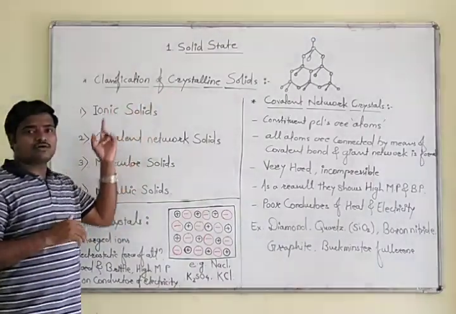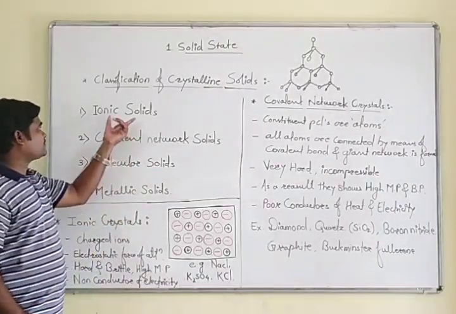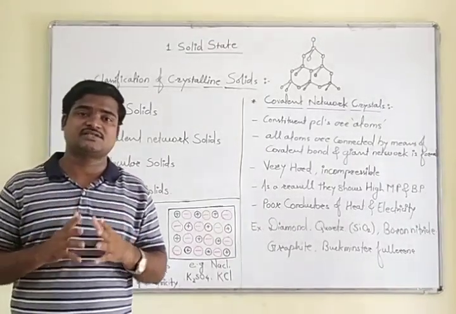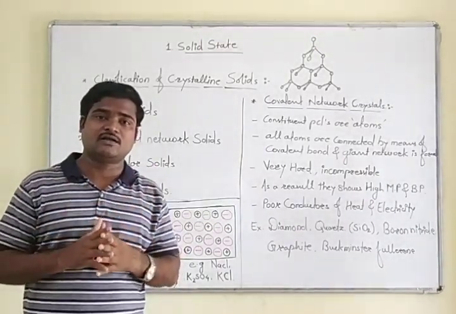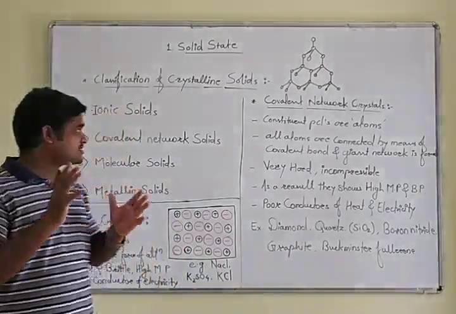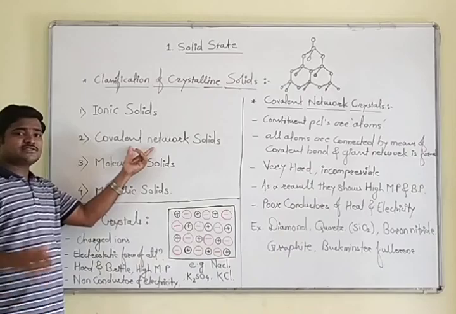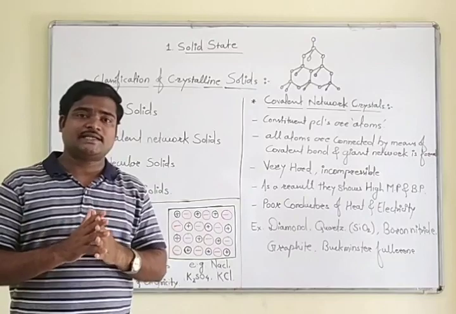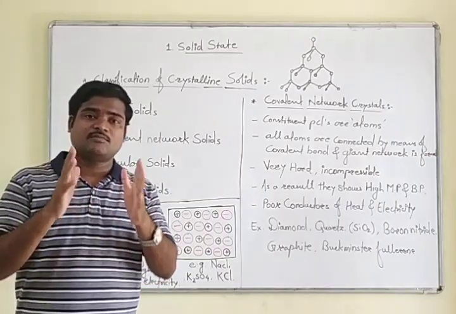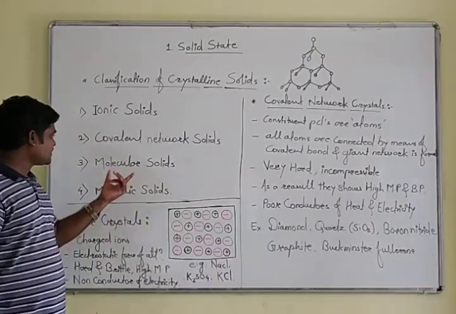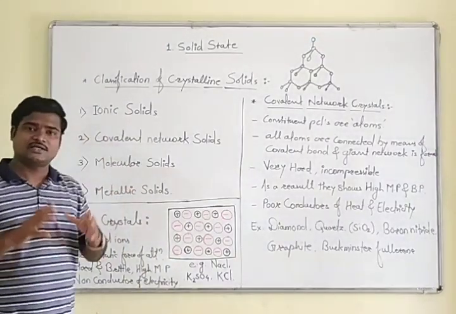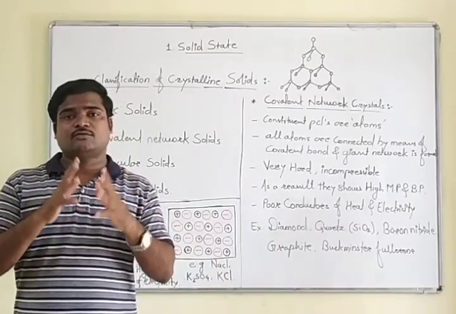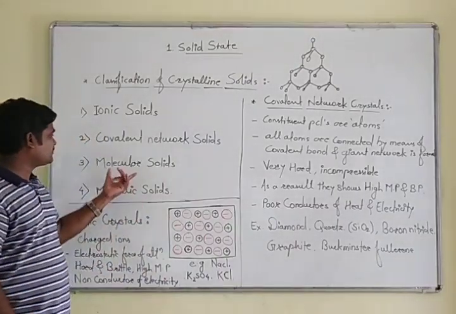Their classification is based on the type of bond. The first one is ionic solids, those solids in which the constituent atoms or particles are held by an ionic bond. The second classification is covalent network solids: in the constituent particles, the bond which is present is a covalent bond. And in the third case, molecular solids, the bond is present between two atoms or particles.